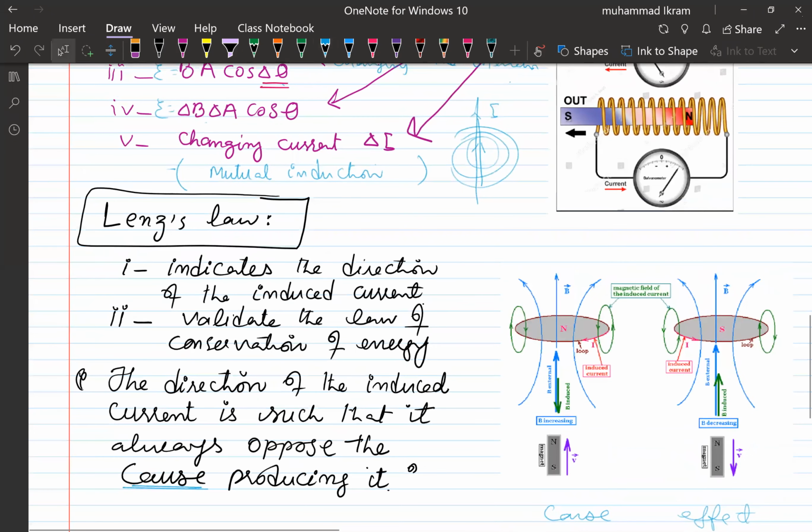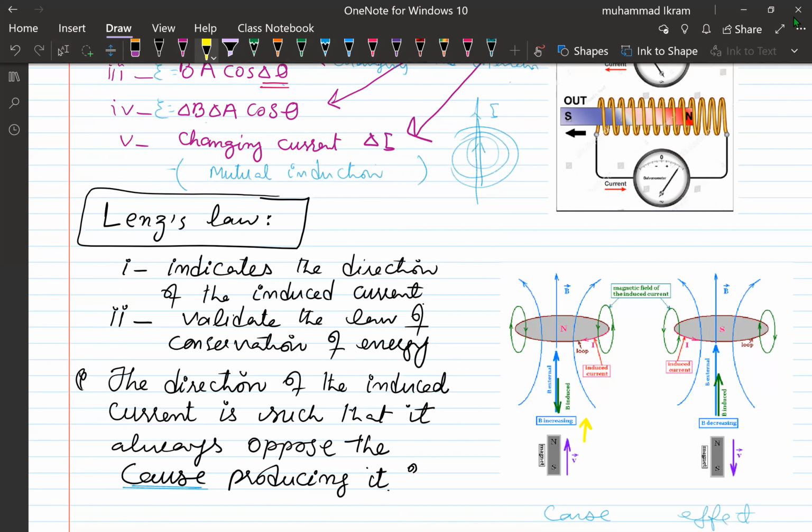Look, whenever you move the magnet, see here, this is a loop or coil, there is a galvanometer. When you move the magnet into the coil, the direction of the velocity is indicated upward. Then what will happen? Your motion is resisted. If you do it experimentally at your home, you will feel that if you move the magnet towards the coil, the motion of the magnet is resisted.